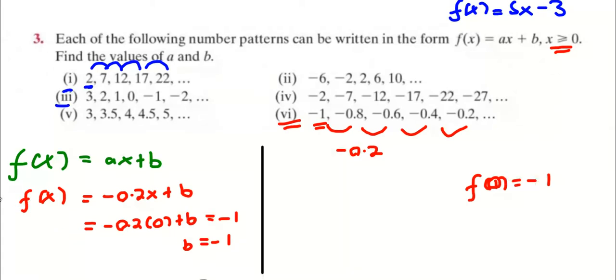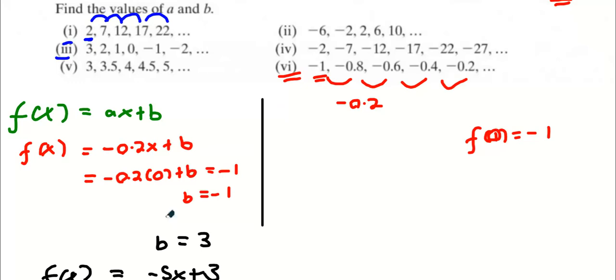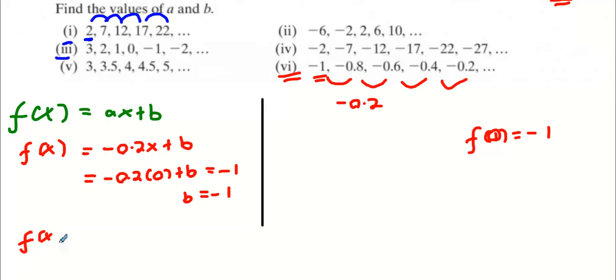And then what should happen next is this. It should be that fx for this question is going to be minus 0.2x minus 1. All right, you guys? Yeah. I might just go back and hit one of them now. All right. So f1.